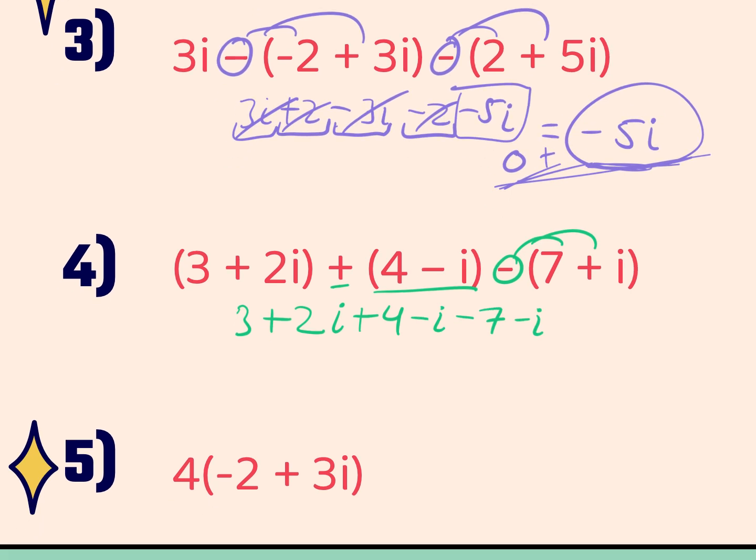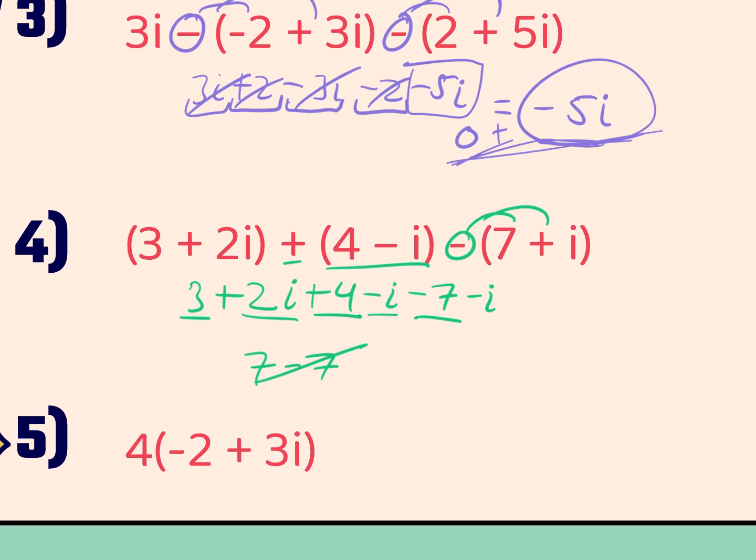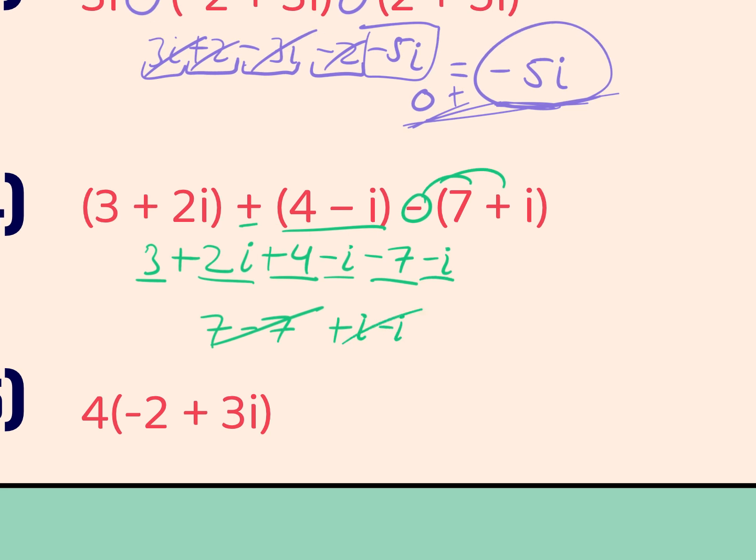And now let's combine all the real numbers, right? Our real numbers are 3, 4, and negative 7. 3 plus 4 is 7. All right, and then minus 7 goes away. All right, 2i minus i is our imaginary portion, and so that gives us a positive i. And then we bring down this minus i, then we get i minus i also goes away. Our answer here is just 0, right?